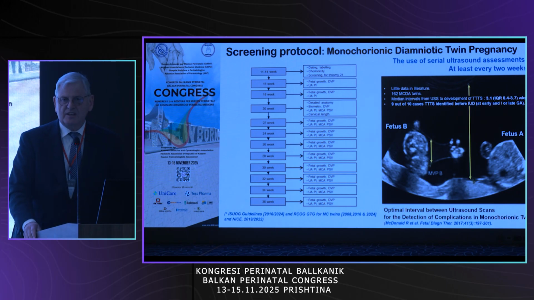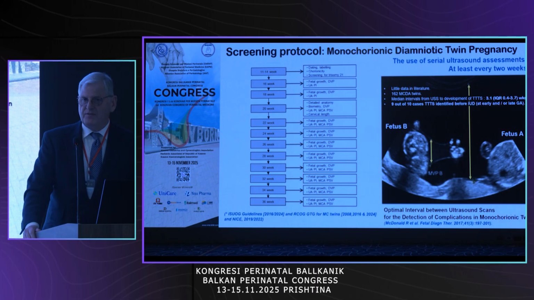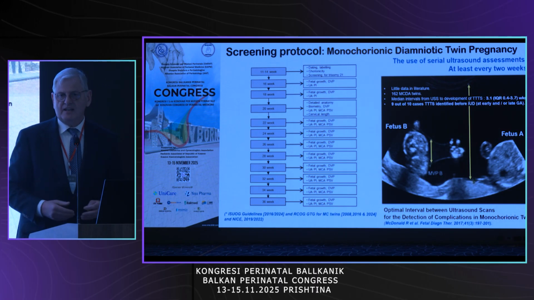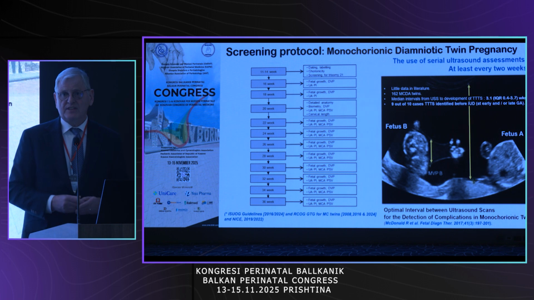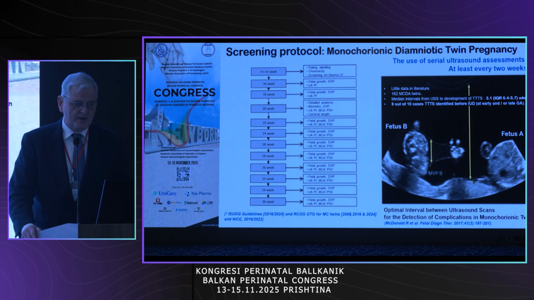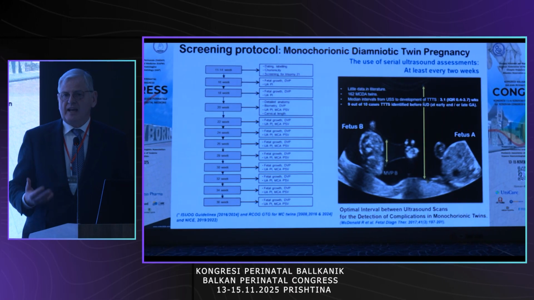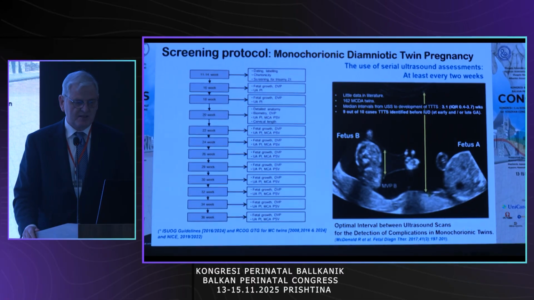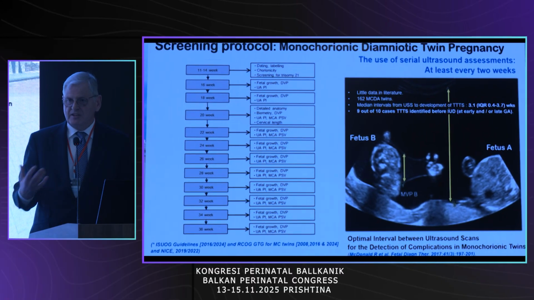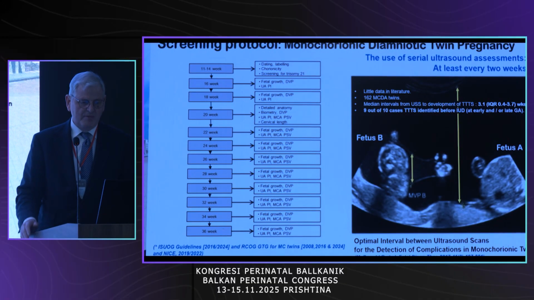So on the left-hand side of this slide is the care pathway for monochorionic twins, set out to detect twin-to-twin transfusion syndrome and other common pathologies in monochorionic twins. That involves, from the first trimester onwards, scans at 2-weekly intervals from 16 weeks gestation, measuring the Doppler velocimetries and the liquor volumes, as well as fetal biometry.